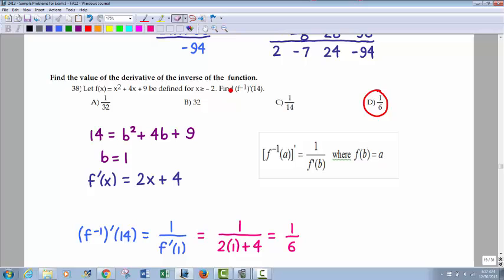So to find f inverse prime at 14, first of all, I'm going to do this part right here. The f of b equals a. A is always the 14, or whatever number you're given. The b is the number you have to solve for. So I take the original function and I put b in for x. I'm trying to find where f of b will equal a. So I put b in here, and a is my 14.